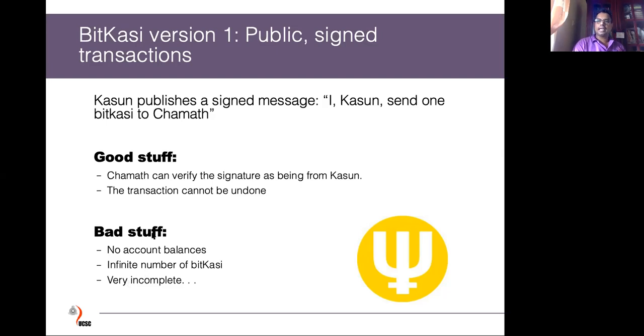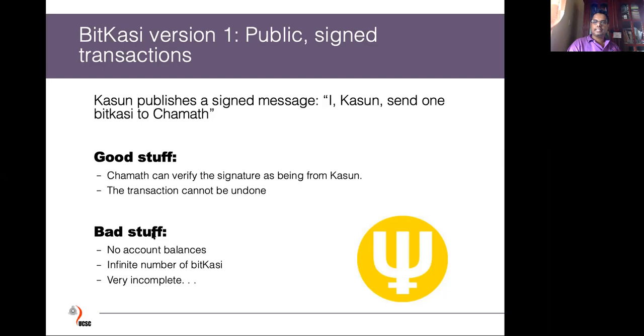So after I digitally sign and send, and Chamath holds this message, by showing it he can claim Kasun has sent one Bitcasi to him. So then he can claim he has one Bitcasi. Similarly, he can also create a message and send me saying he has transferred two Bitcasi to me. So I can save this message in my digital wallet or in some software and show someone, saying here I am having two Bitcasi, sent by Chamath. And maybe from that two Bitcasi, I can send one Bitcasi to someone else. Someone else who believes Chamath and me can accept it as the correct currency.